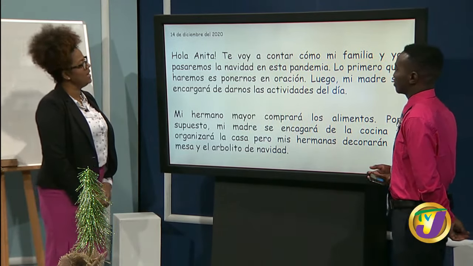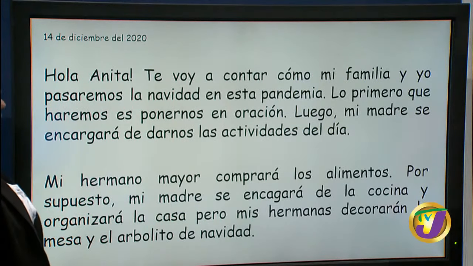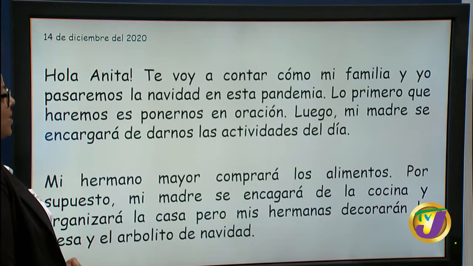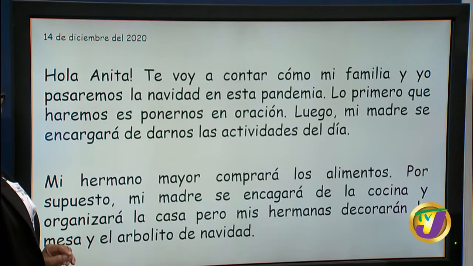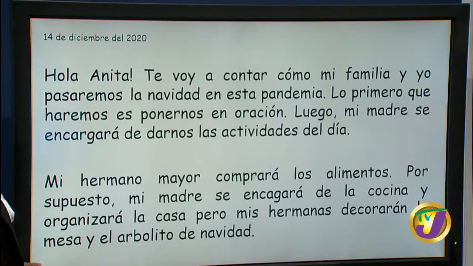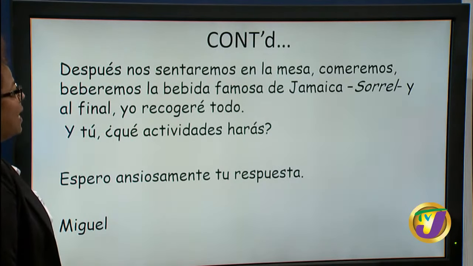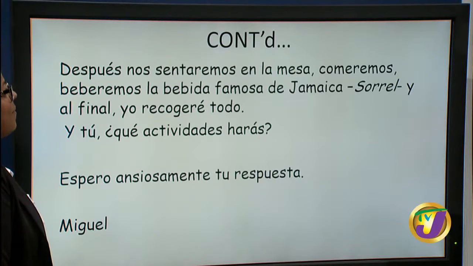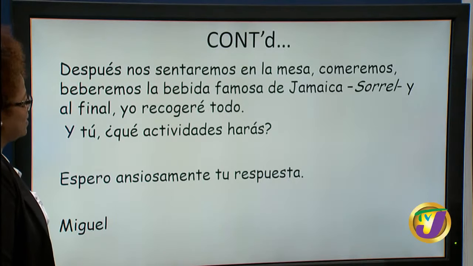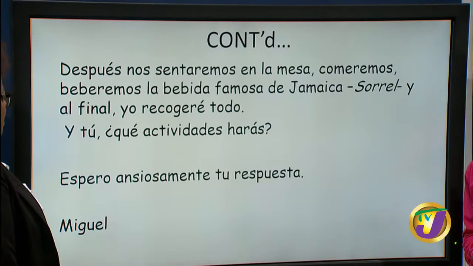Hola, Anita. Te voy a contar cómo mi familia y yo pasaremos la Navidad en esta pandemia. Lo primero que haremos es ponernos en oración. Luego, mi madre se encargará de darnos las actividades del día. Mi hermano mayor comprará los alimentos. Por supuesto, mi madre se encargará de la cocina y organizará la casa, pero mis hermanas decorarán la mesa y el arbolito de Navidad. Después nos sentaremos en la mesa, comeremos, beberemos la bebida famosa de Jamaica, sorrel, y al final yo recogeré todo. ¿Y tú? ¿Qué actividades harás? Espero ansiosamente tu respuesta. Miguel.